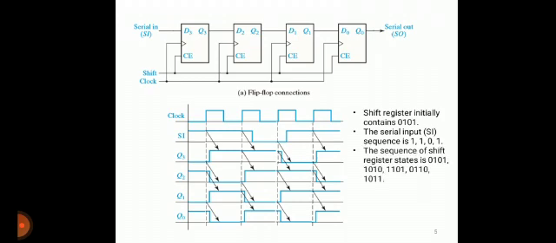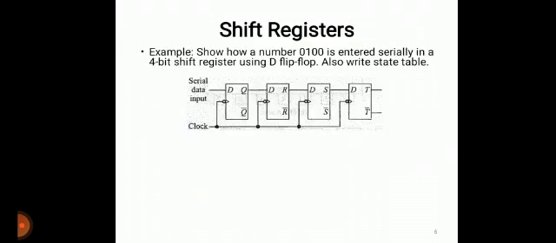The sequence of shift register states is first 0101, the previous data, next 1010, next 1101, 0110 and 1011. Yes, so this is the example we can show: how a number 0100 is entered serially in a 4-bit shift register using a D flip-flop. Also write the state table. If this is the question, obviously they are giving a 4-bit shift register, so we will be using 4 flip-flops, that is the data flip-flop. So previously the data will be equal to 0000.